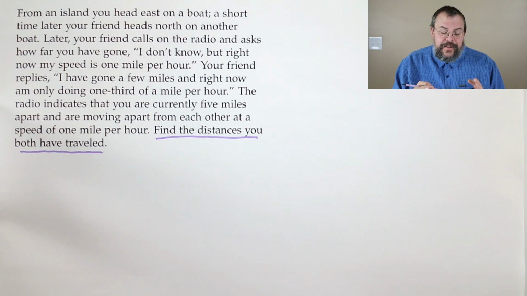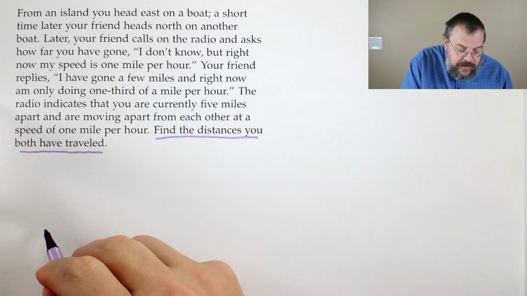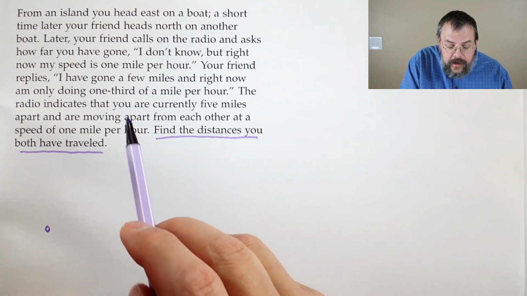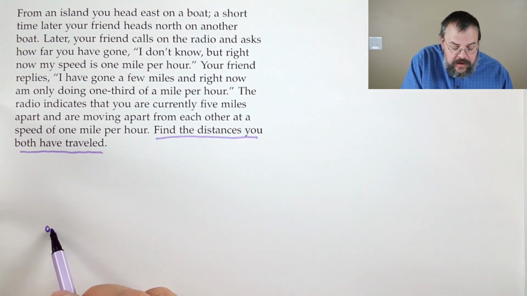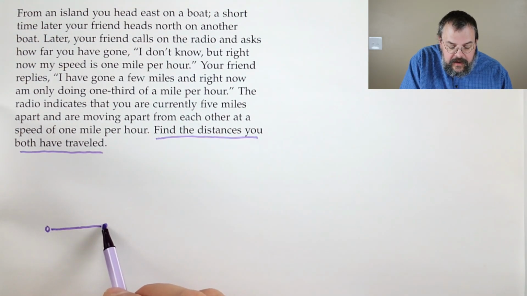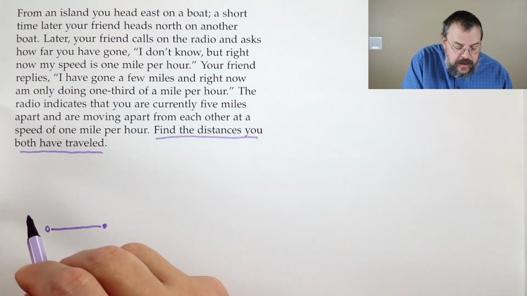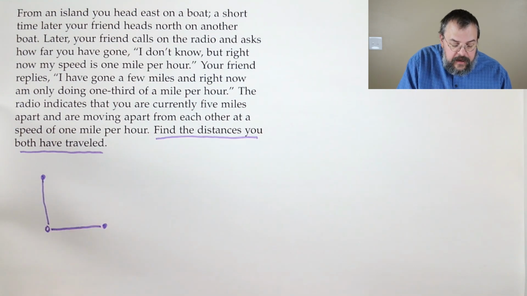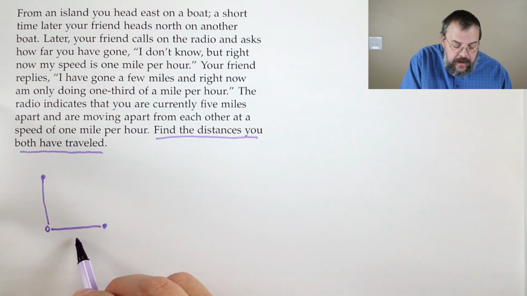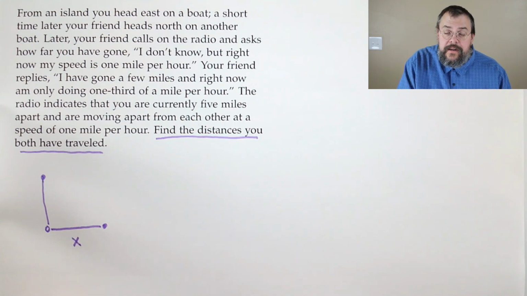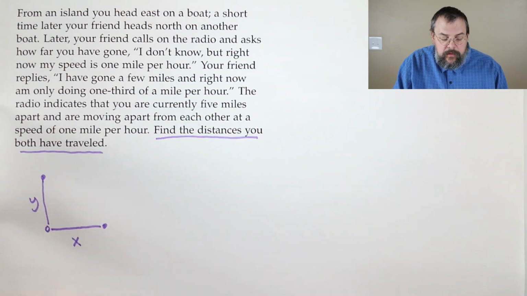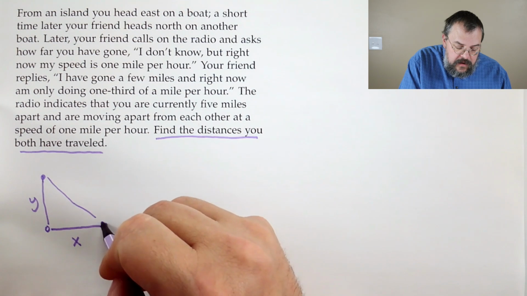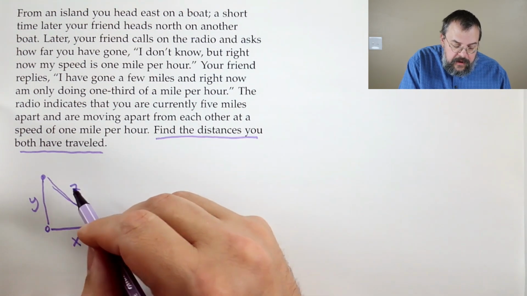Well, let's draw a picture. So I think we can be very simple here. So here's our island. Then we are heading which direction? We are heading east. So that means we're going this way. So here is us. And then here is our friend. Okay, so let's label x is how far we have gone, and y is how far the friend has gone. And then, of course, there's the distance in between. And that we'll call z.